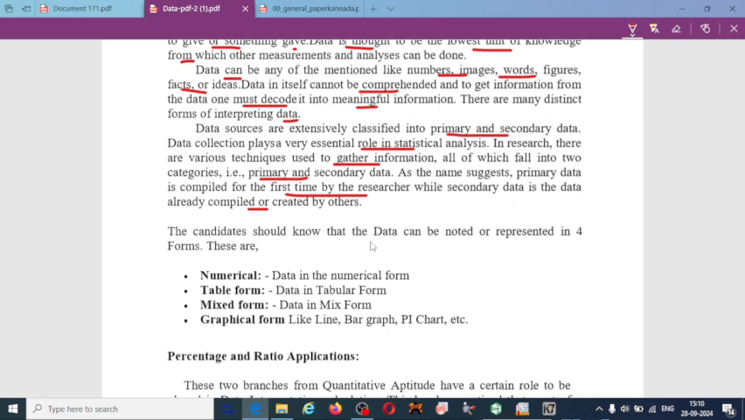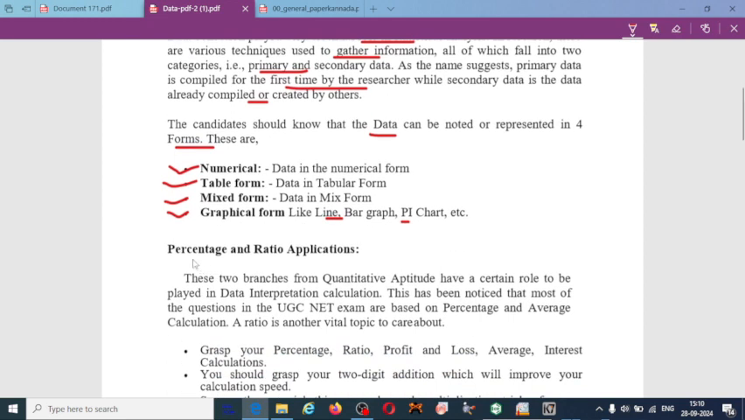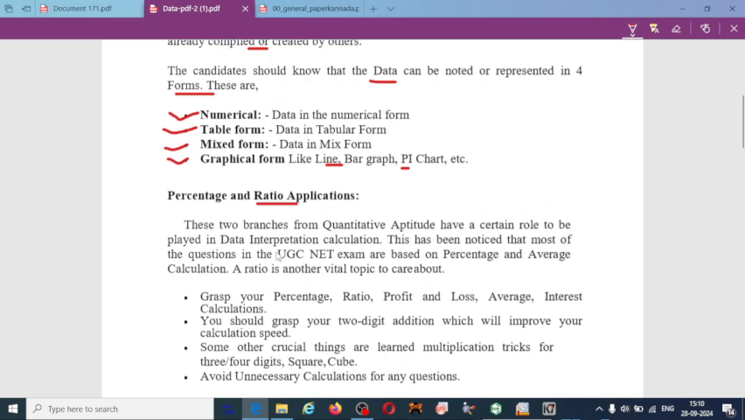So the candidate should know that data can be noted or represented in 4 forms. First one in numbers or numerical data, table form, tabular form, mixed form, either it may be numbers or table both, graphical form, line, bar, pie charts, etc. So percentage and ratio applications. If you have the data in the form of numbers or tables or graph or mixed form, you need to calculate some of the parameters like percentage and ratio. At that time you must have the idea of calculating them.